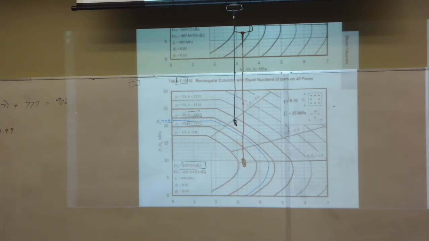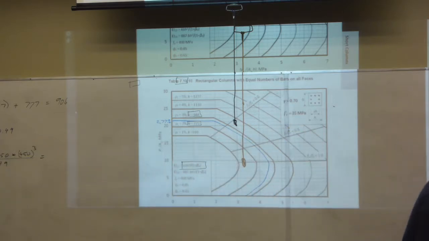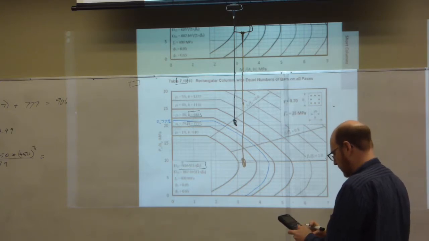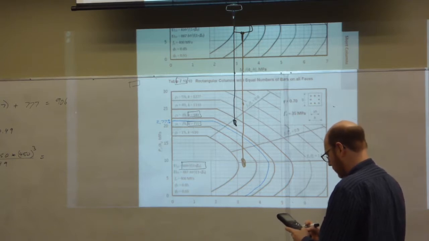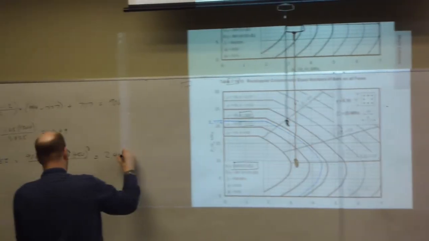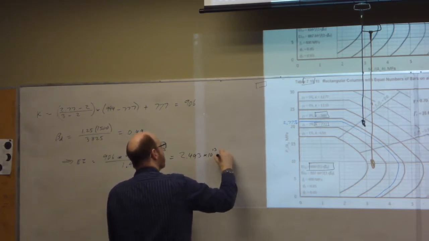And now I can calculate my EI. 906 times 450 times 450, our b h cubed, divided by 1 plus beta d, 1.49. And here we get 2.493 times 10 to the 13th. Newton millimeter squared is the unit.